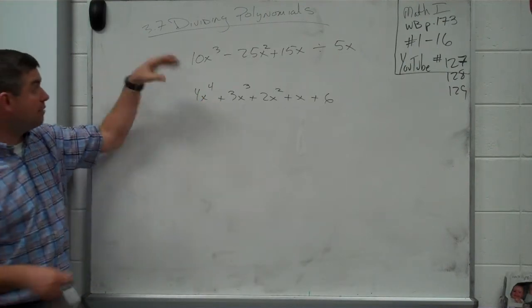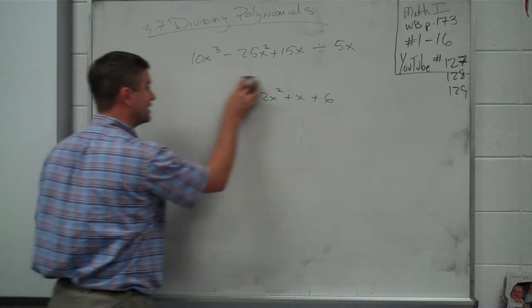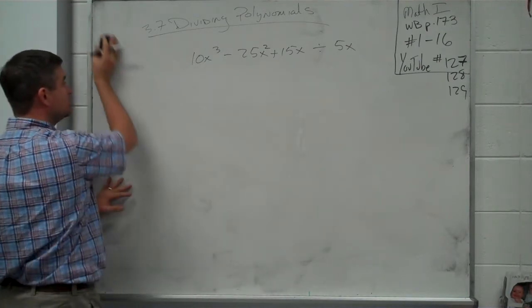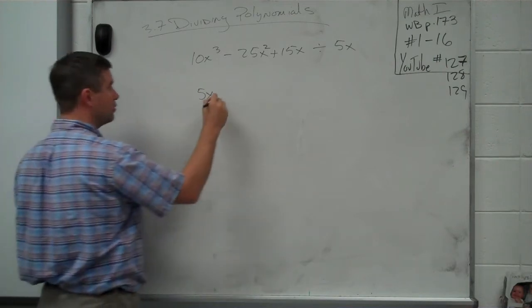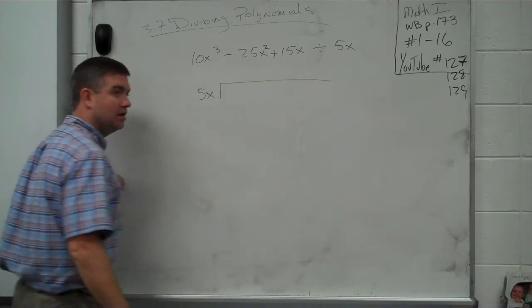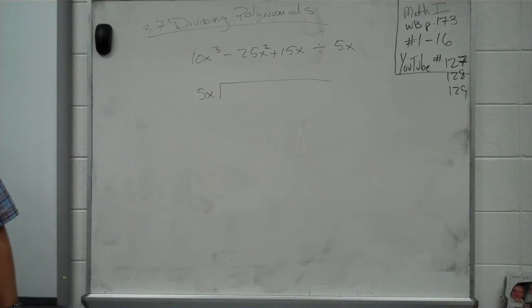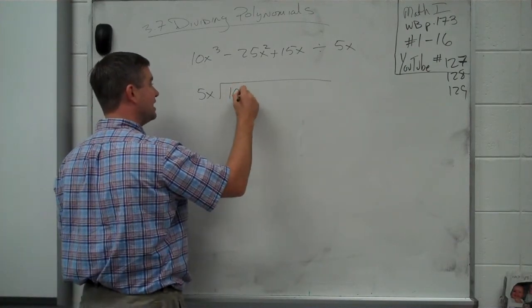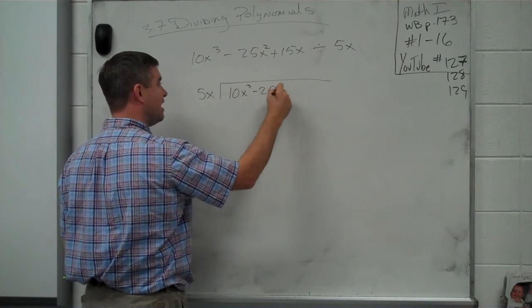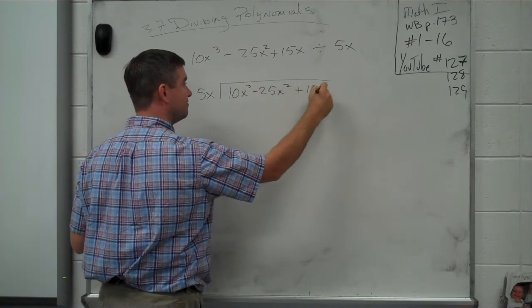This problem is already in descending order. We've got x cubed, x squared, and x. So we can go ahead and start doing the problem. We're going to put it in division. We're going to use the division bar. This is example 1 in your workbook on page 170 if you're following along. Then we've got 10x cubed minus 25x squared plus 15x.